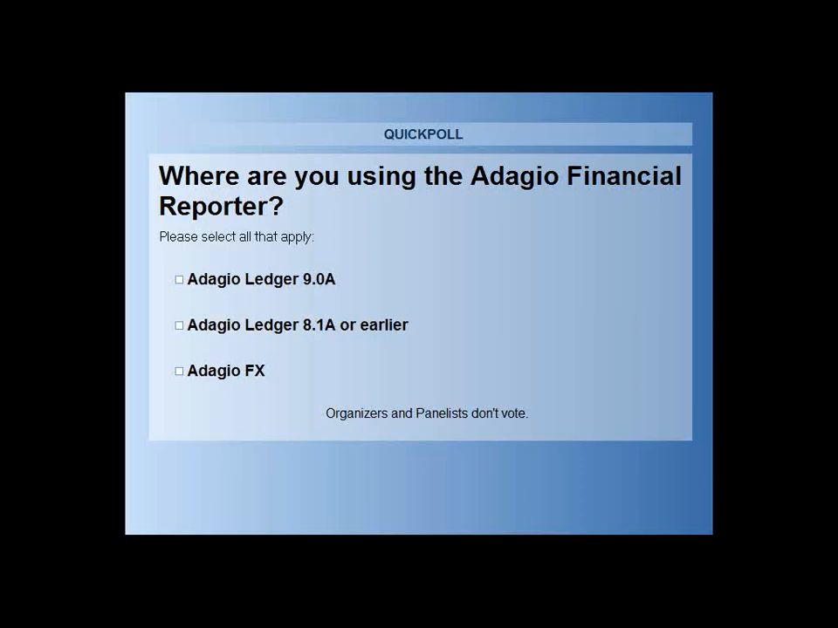And we have two versions of the GL that you might be running, 8.1a or 9.0. 9.0 has been out for well over a year now and supports multiple years. Adagio FX has been out for many years, so we're just getting people voting. Just click on the choice where you're running the financial reporter, and this will give me an idea of where we'll demonstrate the financial reporter the most. You should know it is the same product between Adagio Ledger 8.1 and Adagio FX, and there's just one additional drop down in the 9.0.